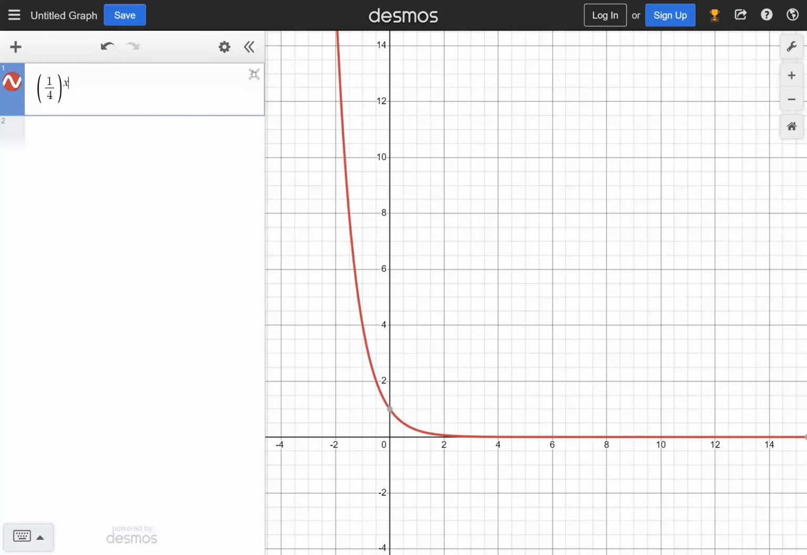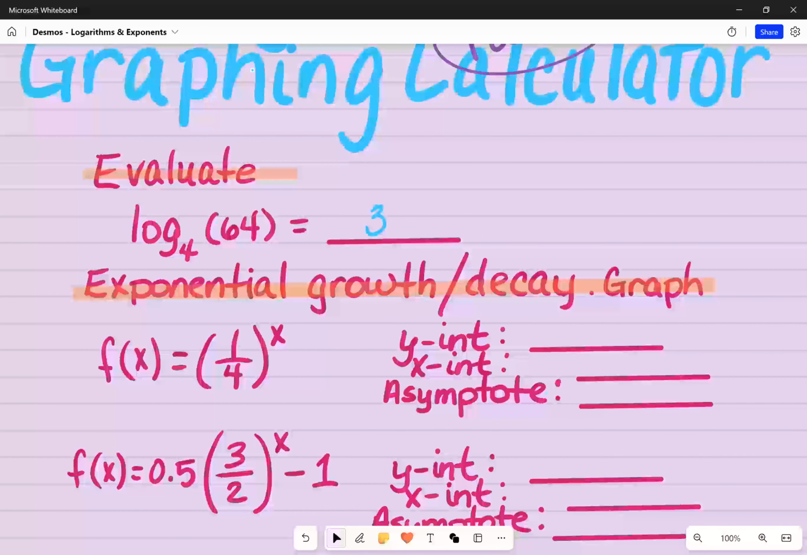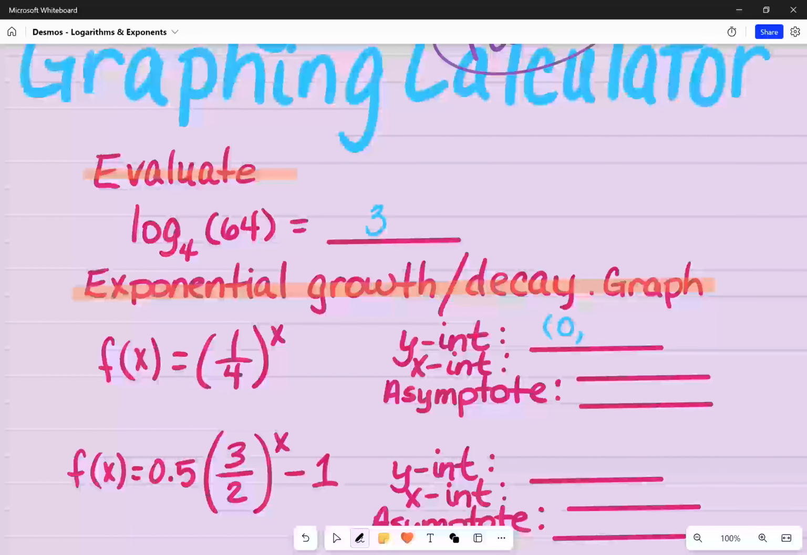So you'll notice it automatically graphed for me. All I have to do now is just click on the point that I want. So I want the y-intercept. The y-intercept is where x is 0 and it crosses your y-axis. So in this graph, when x is 0, y is 1. So you want to write it as coordinates because that's what it is. 0, 1 is a point.